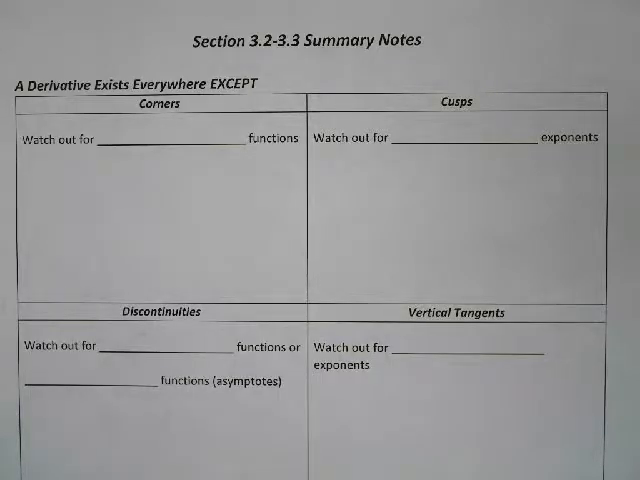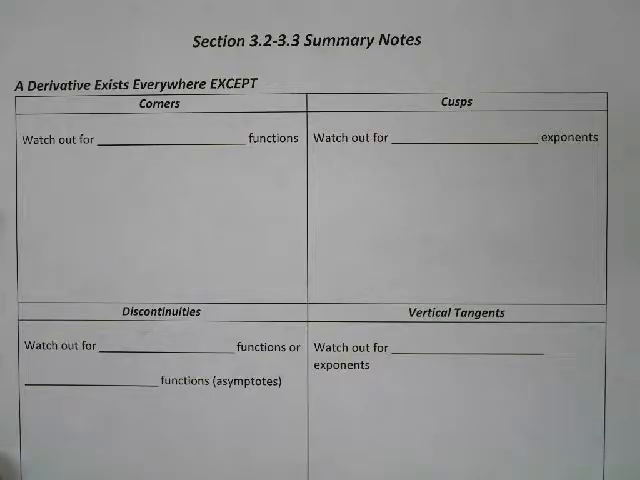This video is going to be a quick video just going over some of the key points from section 3.2 to 3.3 as we're getting ready for our summative quiz coming up over those sections. So what we're going to quickly recap is the points where a derivative does not exist. So we know we have four conditions where a derivative will not exist.